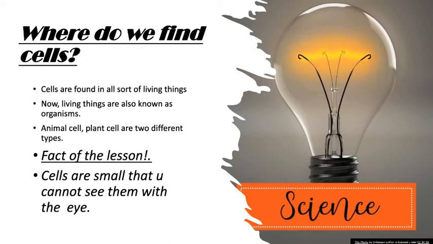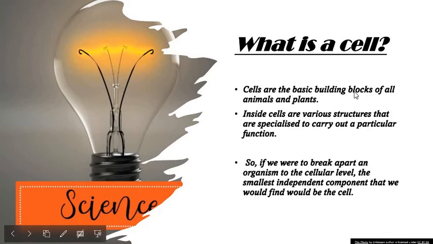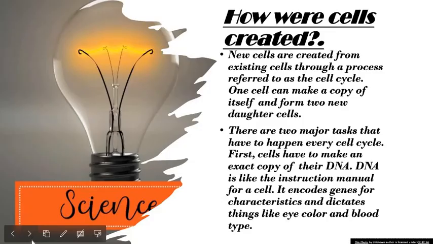So, fact of the lesson. Every lesson I have a fact. Today I don't have a do now because this is a brand new lesson, and I didn't have many questions you could take part in. So, cells are so small that you cannot see them with the eye. These are facts you need to keep in your head. Organisms is another word for living things. Plant cells and animal cells are two different types. Cells are found in all living things, and a cell is a basic building block of all animals and plants, organisms they mean. So let's go into the next one.